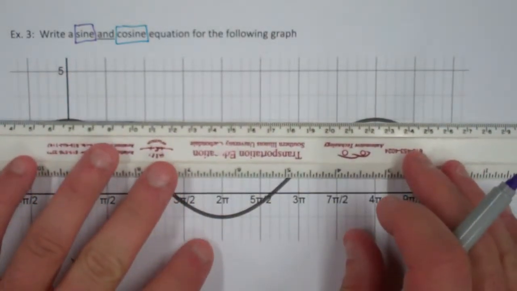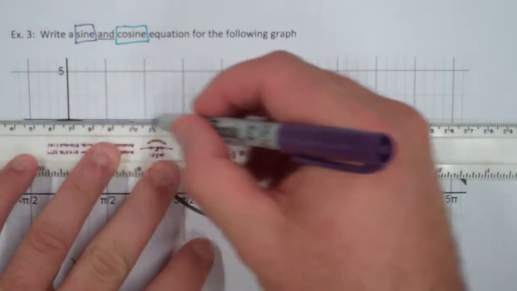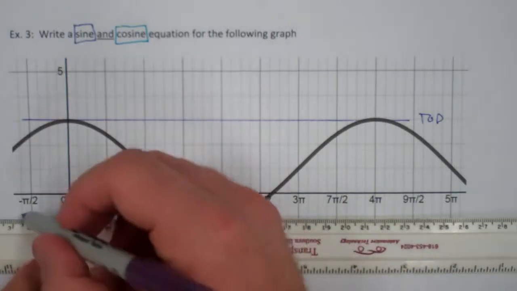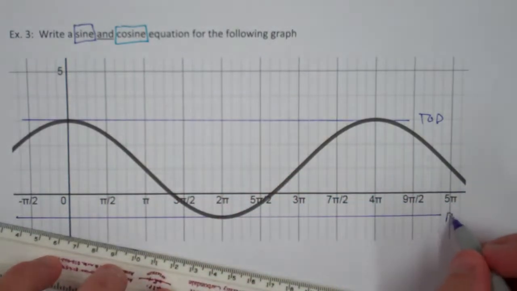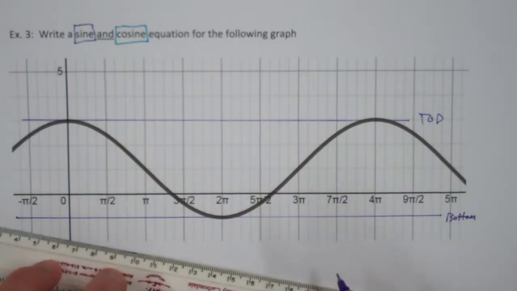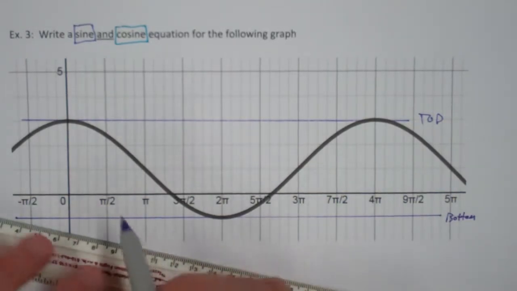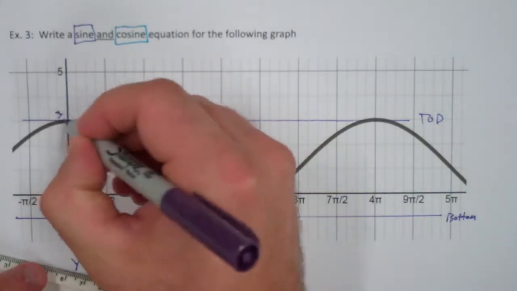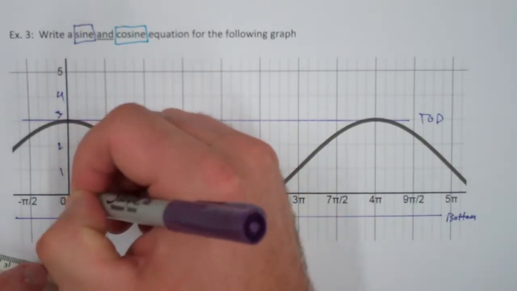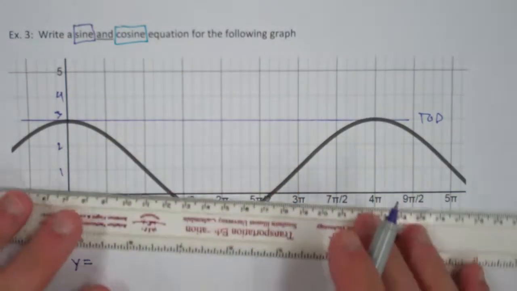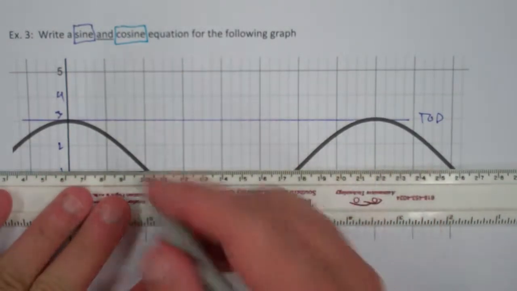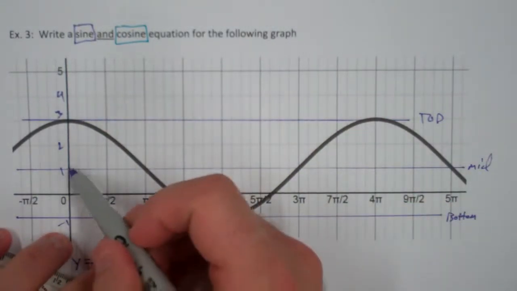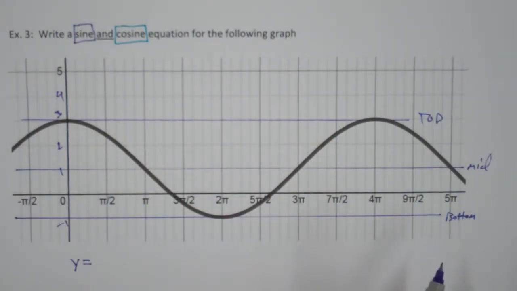So what I do is I just draw myself a top line, I draw myself a bottom line, and then I figure out what's smack dab in the middle. So it appears that this bottom line is -1 here. This is 4, 3, 2, 1, and 0. So right in the middle of -1 and 3 would be this line right here, and there's your vertical shift. So the vertical shift is there, the amplitude appears to be 2.